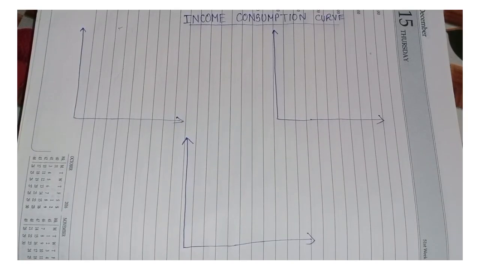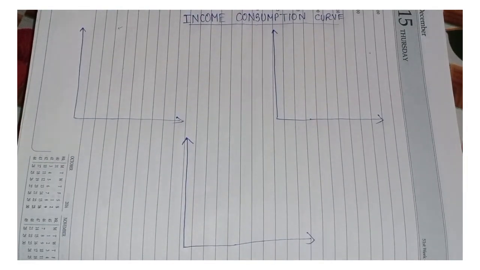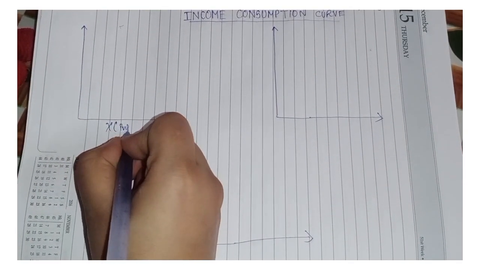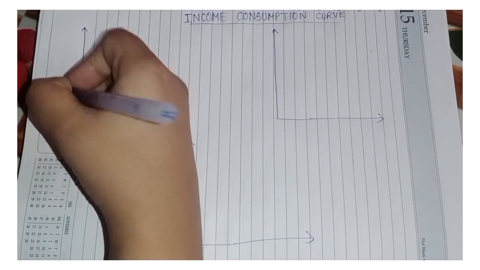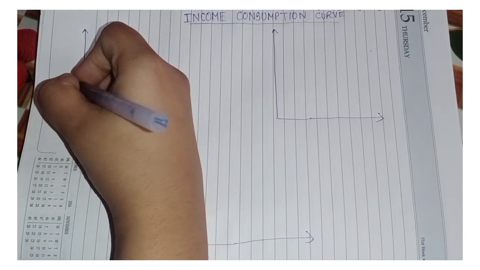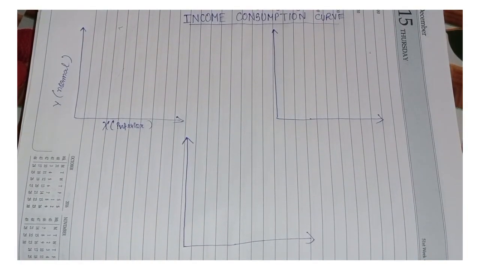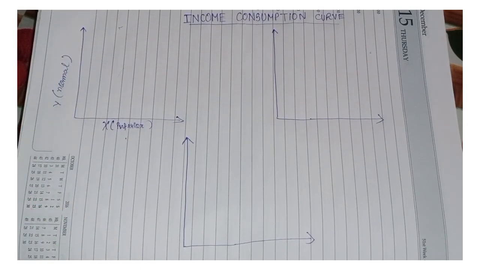Today our topic is income consumption curve. Now, to understand income consumption curve, I will take here three cases. Our first case is when x is inferior and y is normal good. Okay? Now, what will happen in such case if x is inferior and my y is normal?